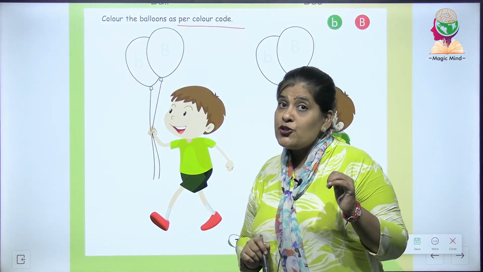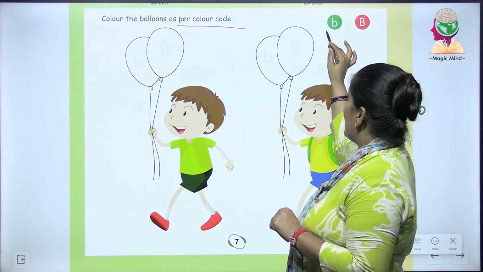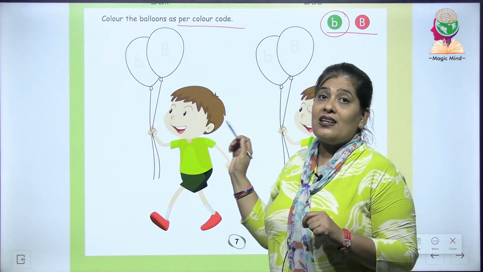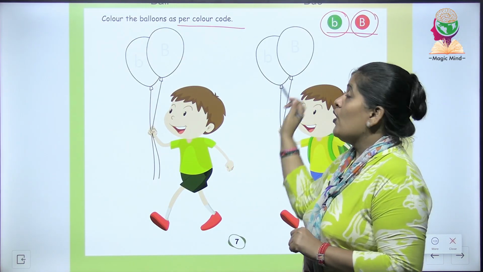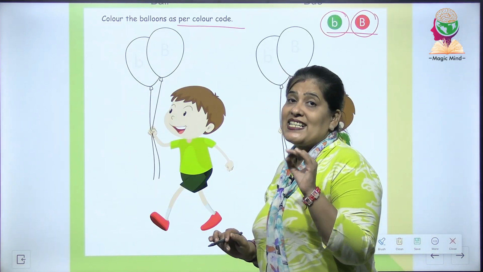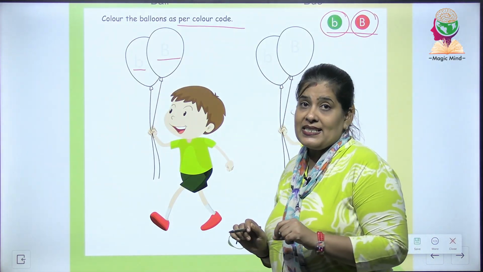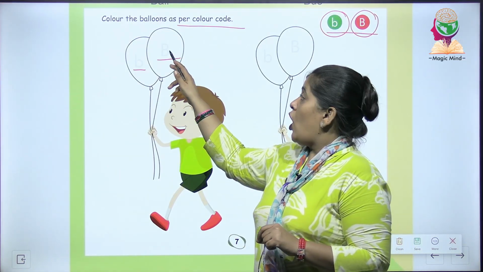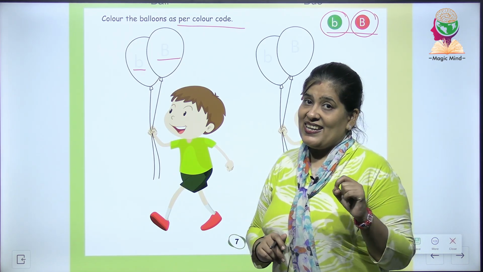Now we have to color in the balloons and there is a color code. Small letter B we have to color with color green, and for capital letter B we have to use red color. This is small letter B and this is capital letter B. Small letter B में आप green color करेंगे और capital letter B में आप रेड कलर यूज करेंगे.